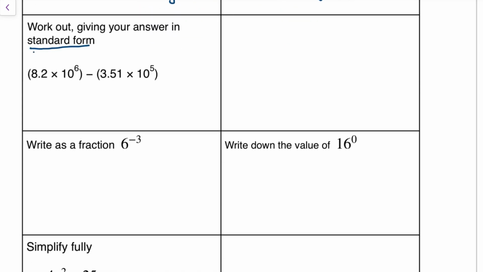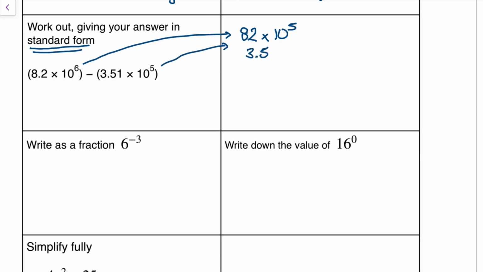Next question. Work out, giving your answer in standard form. So let's be clear here. I need to give the final answer in standard form as well. The way I'm going to do this is I'm going to change this number into a number that has the same power. Let me do it first. So multiply that by 10 and divide that by 10. And then I'm just going to write this number out. So that's going to be 3.51 times 10 to the 5.